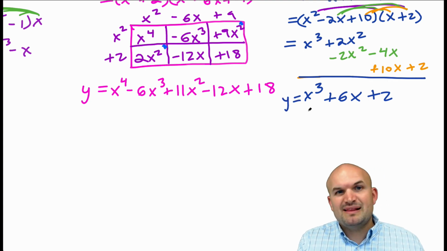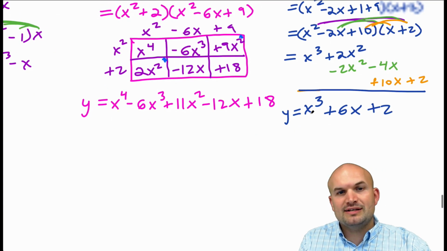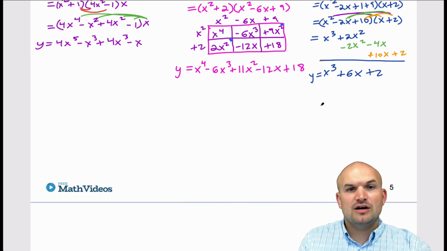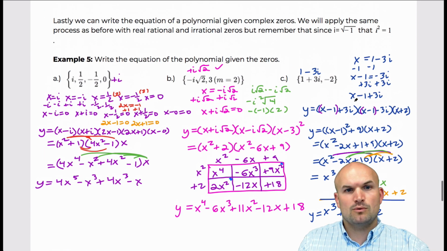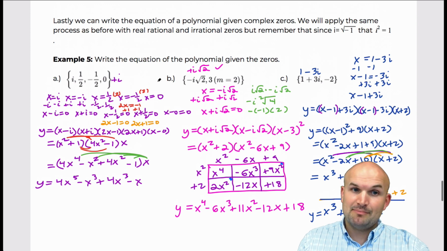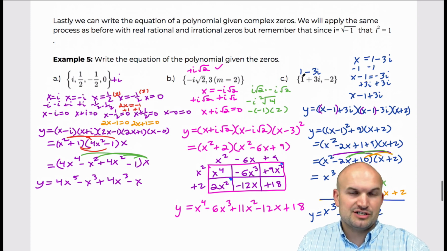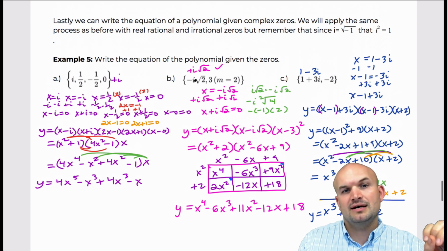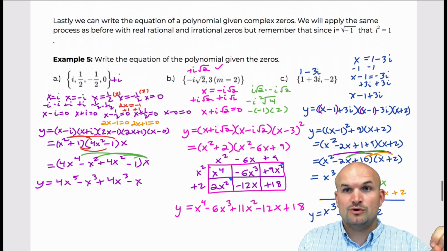So there we go, ladies and gentlemen. That is basically your way to write the equation of the polynomial when given the zeros, if they are complex or with multiplicity. And just remember to use when the complex conjugate is going to exist.